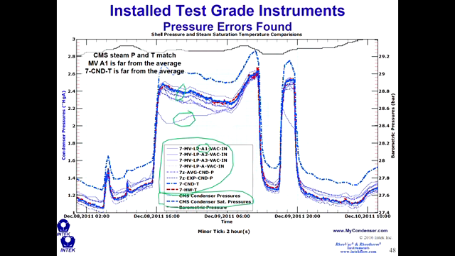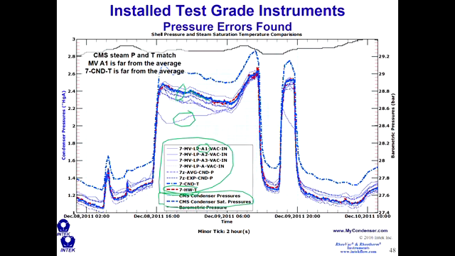Now with the test grade instruments, those are right here in this tight grouping, there's the test grade instruments, 2 of them there, and they are right on top of the saturation pressure calculated with their hot well temperature, right there. And so test grade measurements can give you a much better measurement of what's actually going on in the condenser.